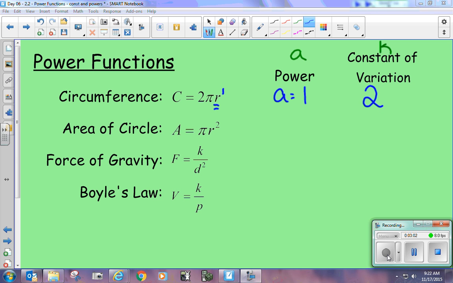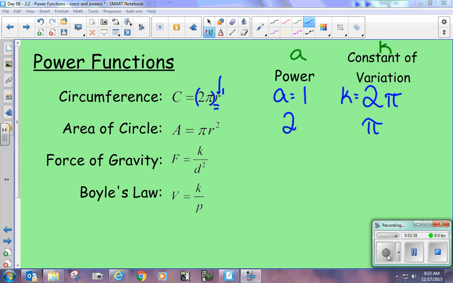Almost correct, the constant. It's 2 pi. Remember, my variable in this case is r. We're multiplying r by 2 pi. Pi is a number, let's not forget. It's an irrational number, it goes on forever, but it is a number. So 2 times pi is what my constant is. All right? Not too bad. What about the area of a circle? Yeah, the power is 2. And what's my constant? Pi. That's it. Not too crazy.